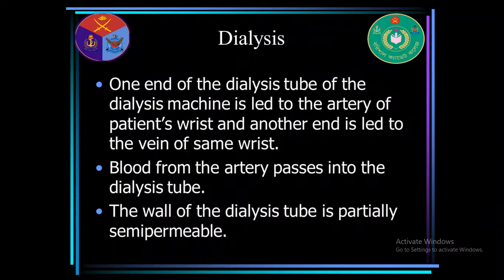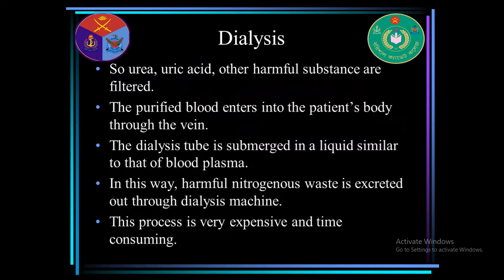One end of the dialysis tube of the dialysis machine is led to the artery of the patient's wrist, and the other end is led to the vein of the same wrist. Blood from the artery passes into the dialysis tube. The wall of the dialysis tube is partially semi-permeable. So urea, uric acid, and other harmful substances are filtered. The purified blood enters the patient's body through the vein.